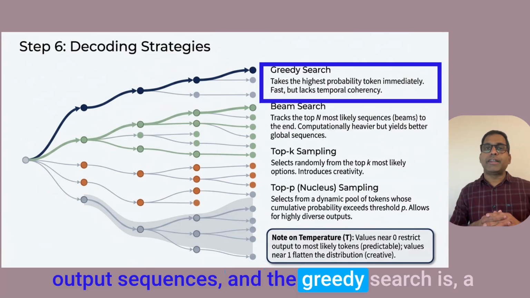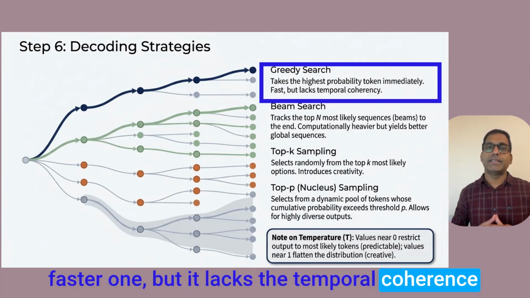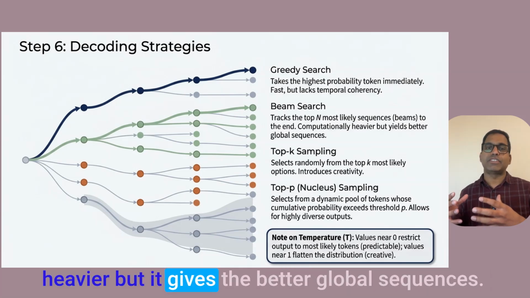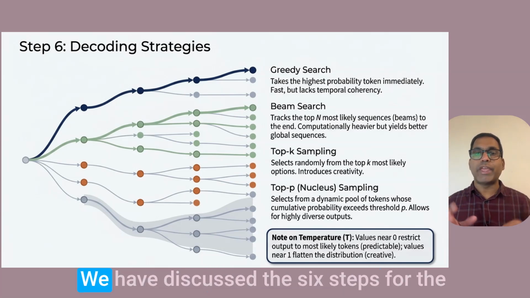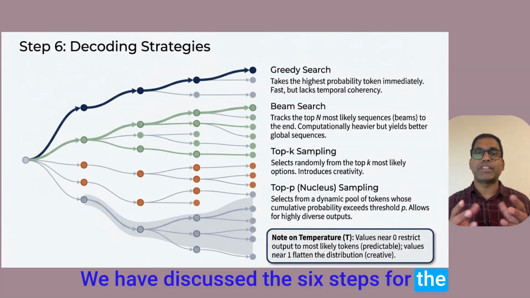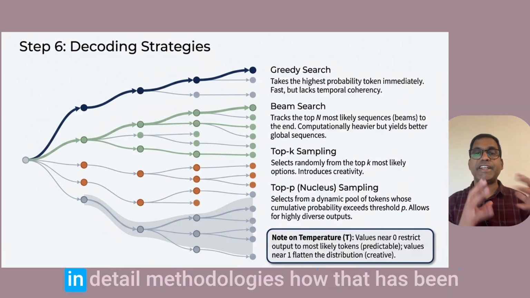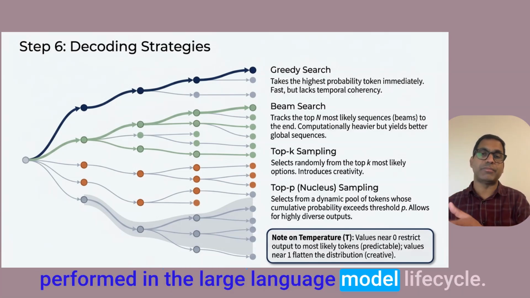And the greedy search is a faster one, but it lacks temporal coherence. And beam search is very slow and computationally heavier, but it gives better global sequences. Let us conclude this talk. We have discussed the 6 steps of the LLM life cycle, and we have also discussed in detail the methodologies for how that has been performed in the large language model life cycle.